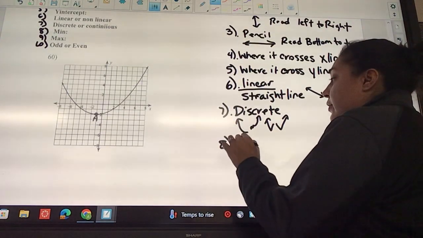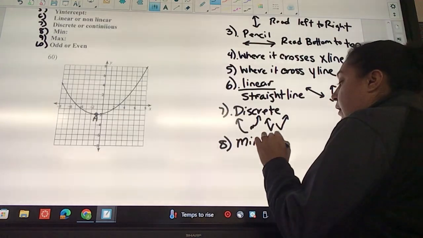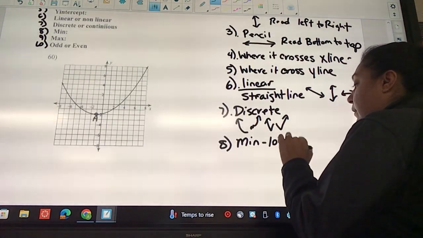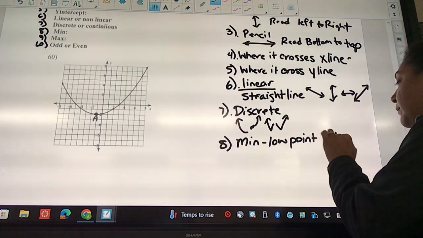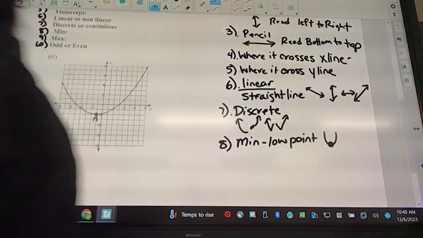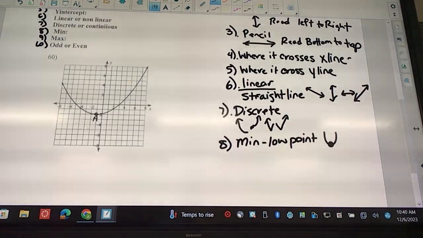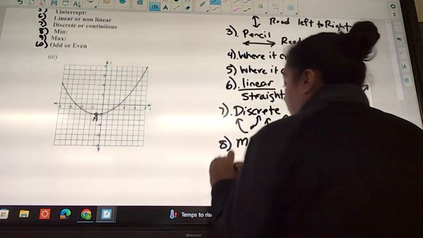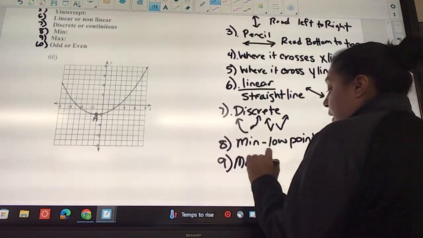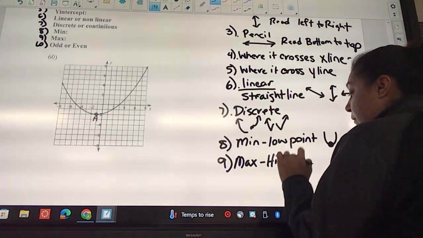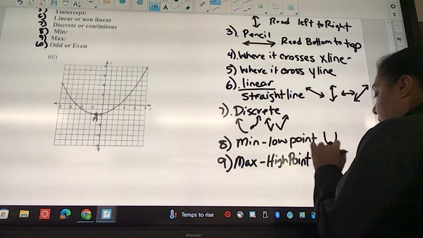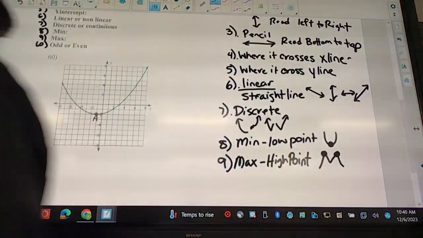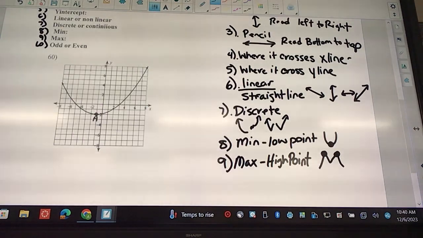Okay, a min, how do you describe a min? The lowest point. A low point. So it's something here at the bottom. Can you have multiple mins? Yes. Could you have no mins? Yes. A max then is what? Highest point. A high point. So if we're looking at, I don't know, a letter M, the peaks are those high points.